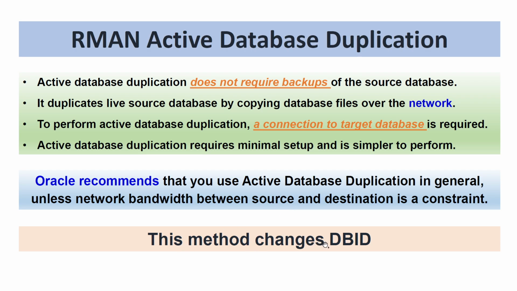This method changes the DBID. So active duplication is the method where you don't need the backup, and it duplicates the database by copying database files over the network. Because it copies the files over the network, it needs the connection to the target database, and it is very simple to perform and needs minimal setup. This is the method recommended by Oracle whenever you want to duplicate a database. This method changes the DBID.